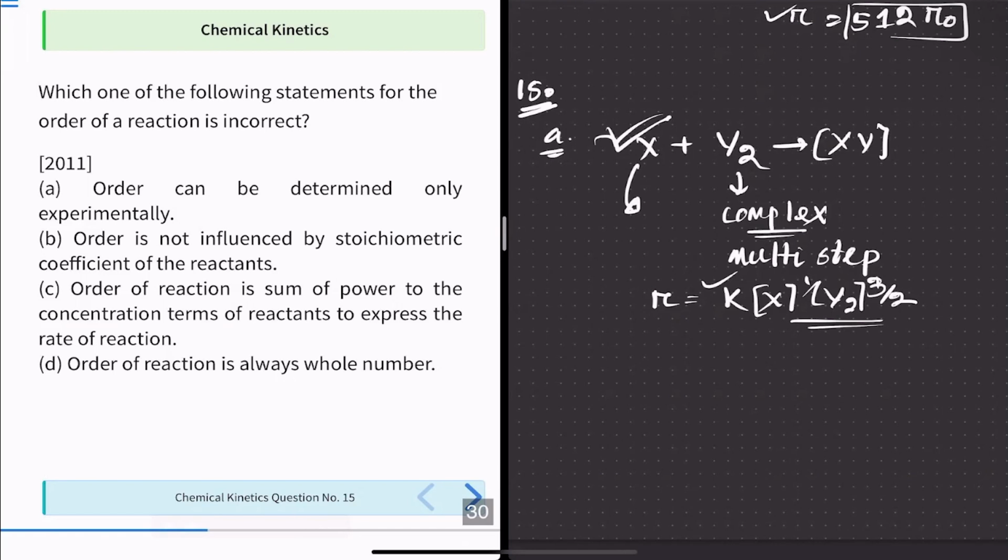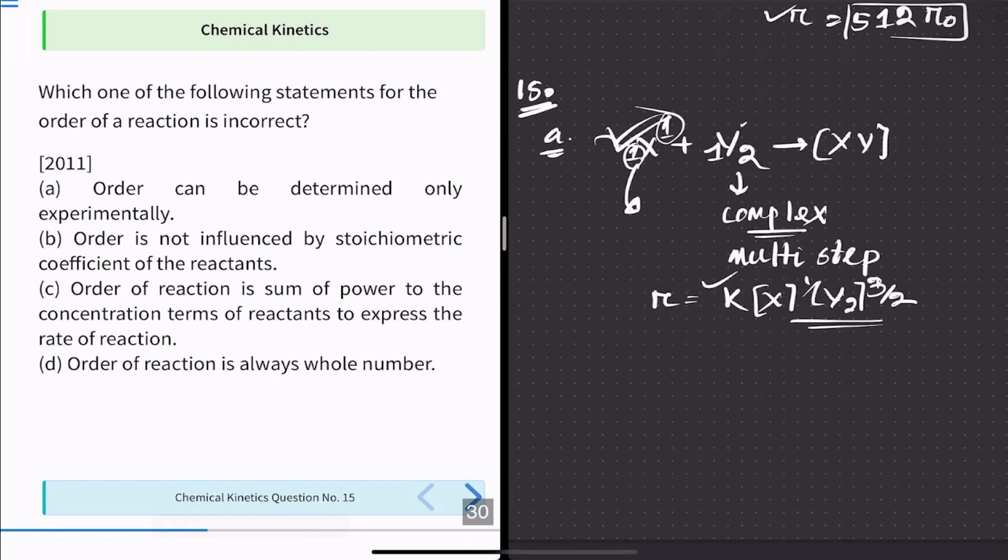Order is not influenced by stoichiometric coefficient of the reactant. It is also correct because if you write 1 and 1 here, it is not a hard and fast rule that the order of the reaction would be x to the power 1 and y to the power 1. It can vary. It can become -1 also. It can become plus half also. So the stoichiometric coefficient doesn't determine your order of the reaction. So option B is also correct.